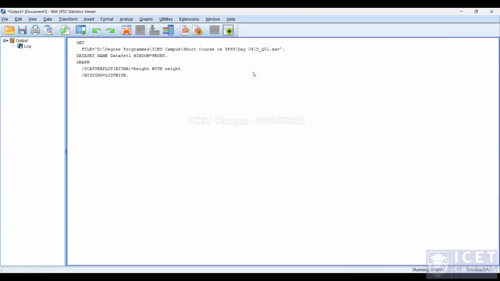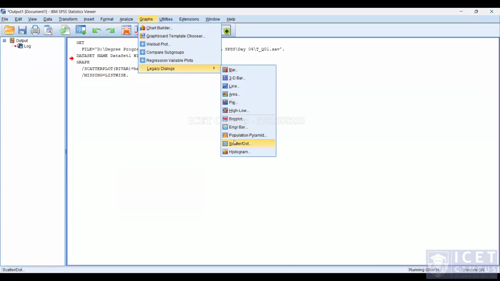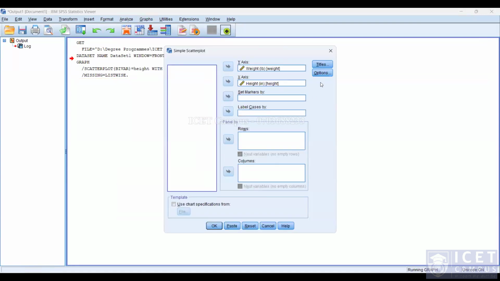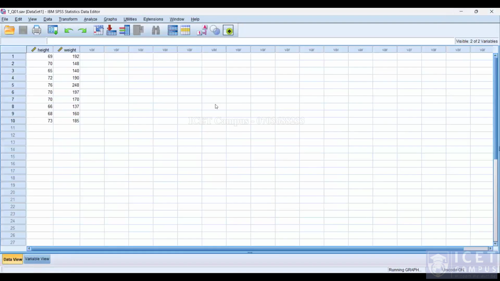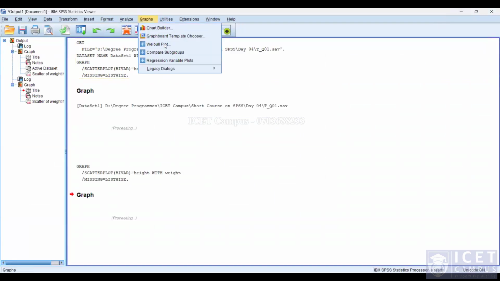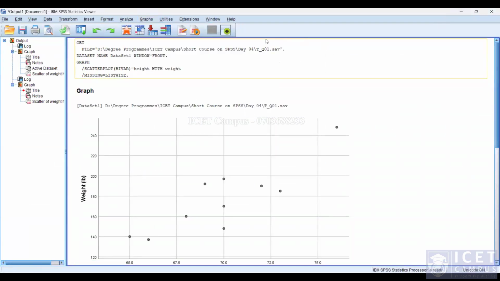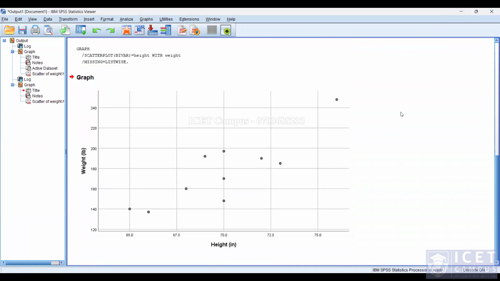Yeah, there is a problem. We'll see what it is. Wait, the scatter plot is not displaying here. We'll check again. Graphs, Legacy Dialogs, Scatter plot, Simple Scatter, X and Y, okay. No, it's okay. Now it's displaying. Yeah, it's appearing two times there. So it takes a little time here. All right, this is the scatter plot then.